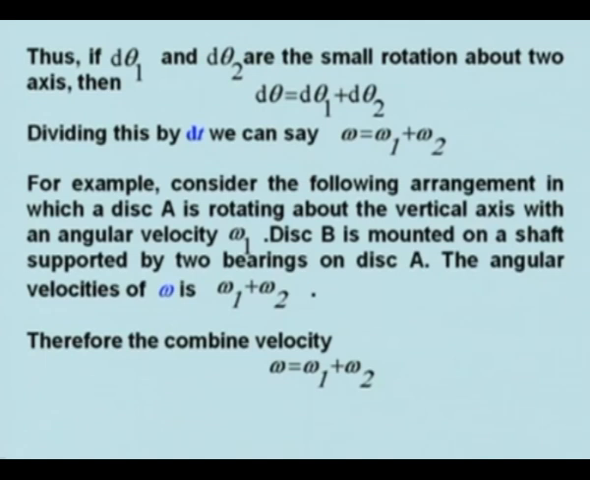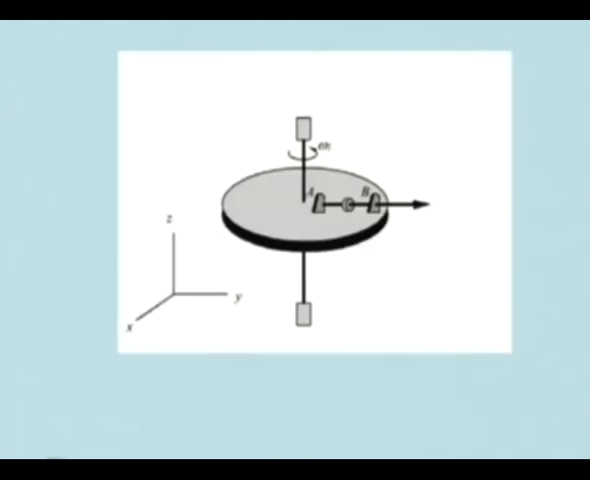In this case, disc A is rotating about the vertical axis with an angular velocity omega 1. Disc B is mounted on a shaft supported by two bearings on disc A. The angular velocity omega is omega 1 plus omega 2. Therefore, the combined velocity omega is equal to omega 1 plus omega 2 vectorially, like this.